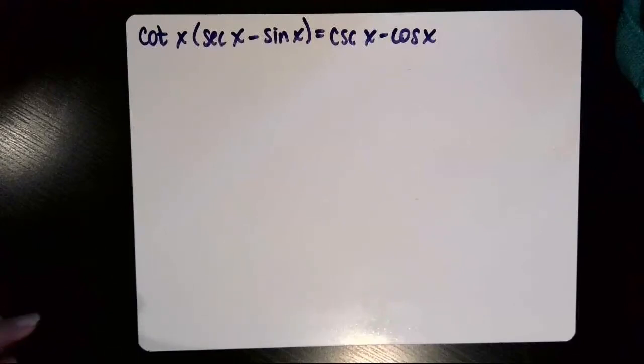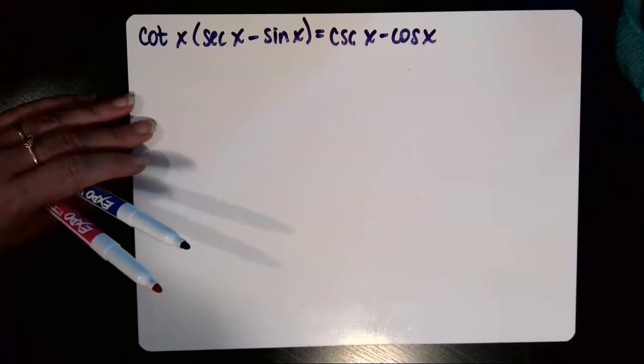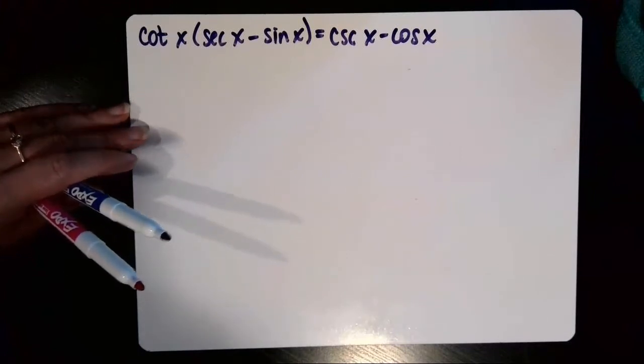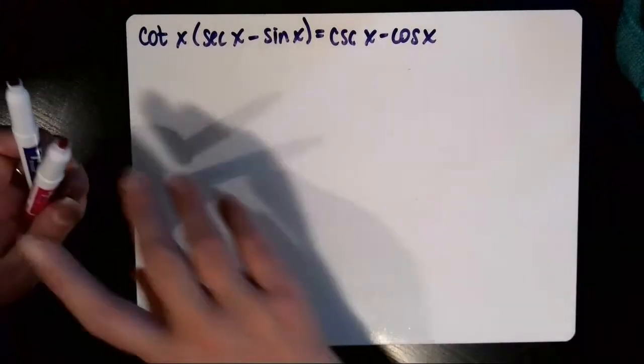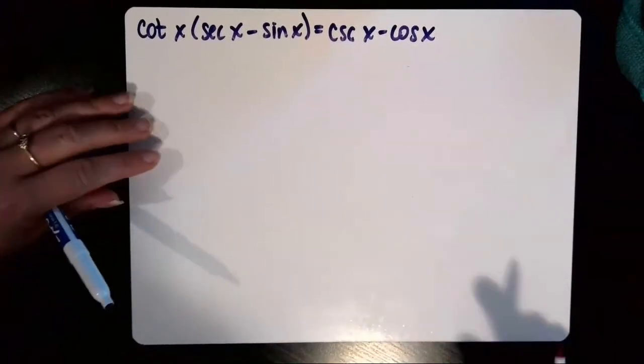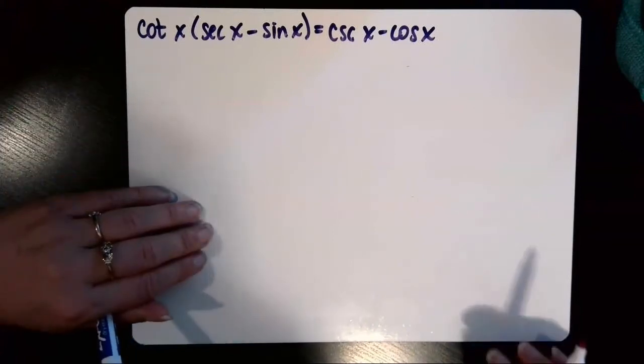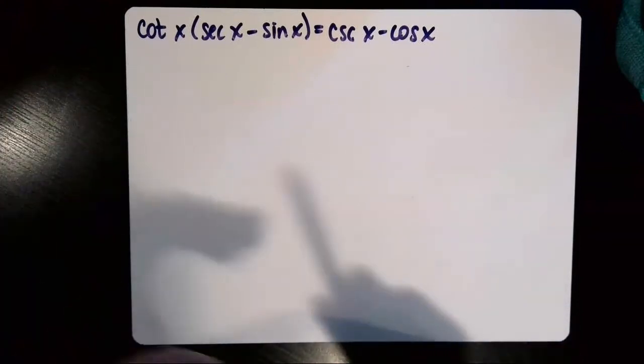Okay, so we want to verify this trig identity, cotangent of x times the quantity secant of x minus sine of x is equal to cosecant of x minus cosine of x. And to do that, we start with the more complicated side as our given information, and we try to show that it equals the less complicated side.